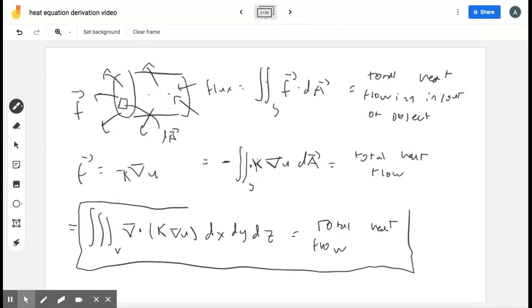And now the idea is we're going to solve for the total heat flow through this object, but write it in a different form.